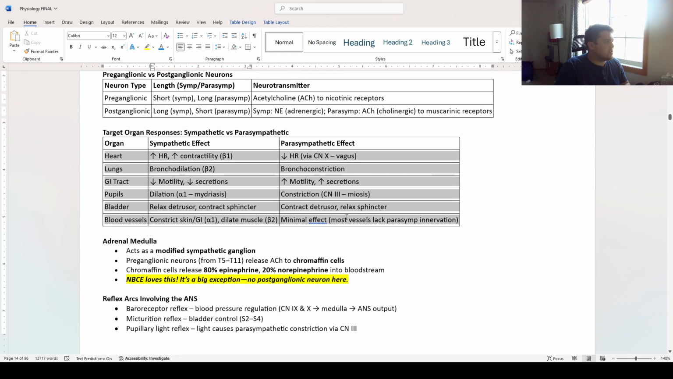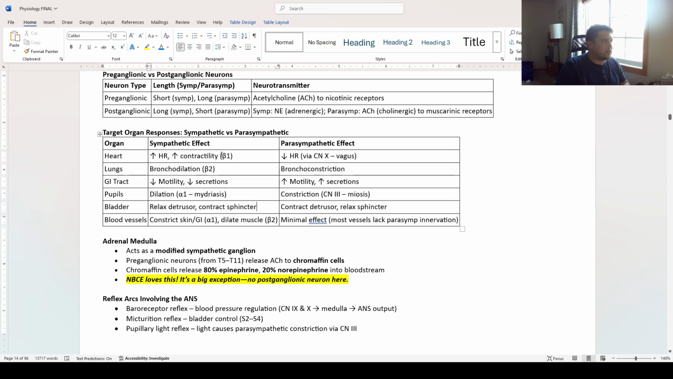This is just a little chart of some of the general characteristics of sympathetic versus parasympathetic effect. Sympathetic increases heart rate and contractility. We get bronchodilation, decreased motility and secretions in the GI tract, pupil dilation, relaxing of the detrusor muscle and contracting of the sphincter to prevent urination, and then constricting the blood vessels of the skin and dilating the blood vessels of the muscle. The parasympathetic is kind of the opposite effects of all of those.